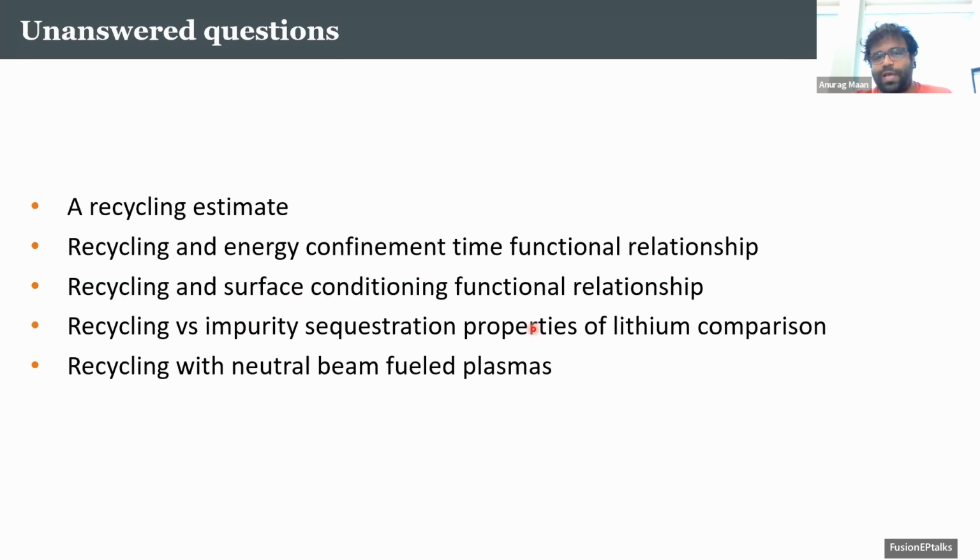They were fueled by gas puffs, which is not scalable. You cannot have a machine like ITER fueled by gas puffs. It has to be neutral beam fueled. So does LTX exhibit lower recycling with beam fueled plasmas? These are all very important questions that I think we're pretty close to answering because all the tools are in place and the machine is running.